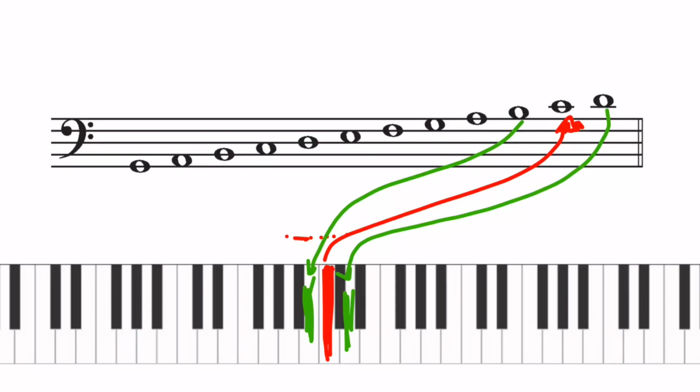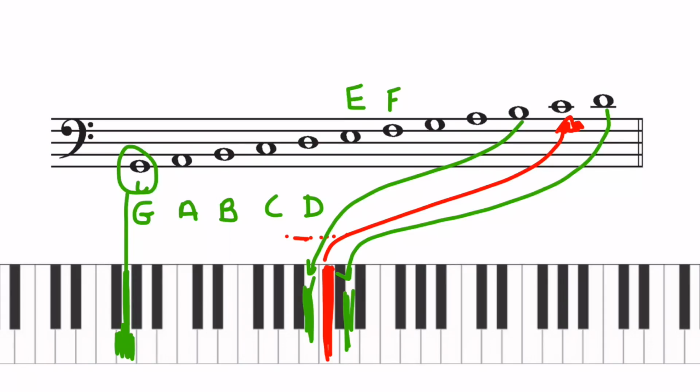Now this G here is way down here. And then it goes G, then A, B, C, D, E, F, G, then A, B, C, and D.